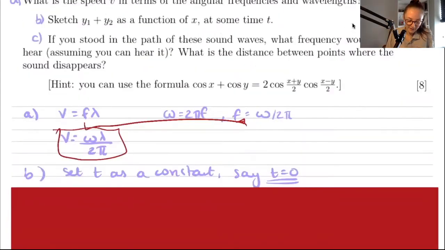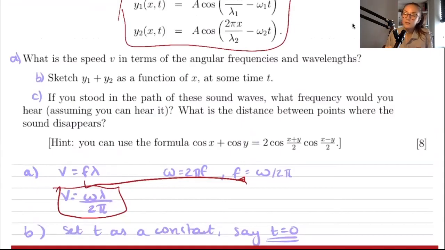Right, so the next part, the sketch of y1 plus y2, is possibly the more complicated part of the question. The important thing to notice is that they ask for it as a function of x at some time t. That's telling you they want an xy graph, essentially a displacement image at some time t. Personally, I decided to just say that the time was 0, but you could use any time you wanted. Zero just helped uncomplicate things for me a little bit.